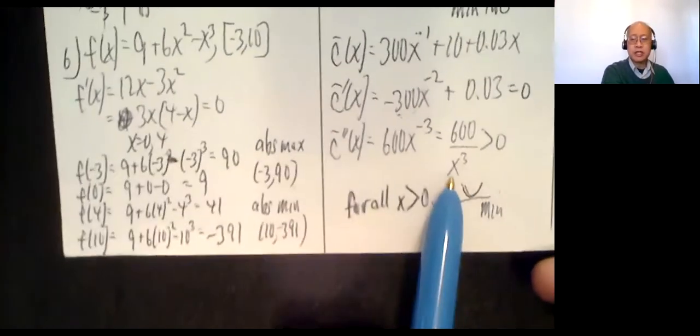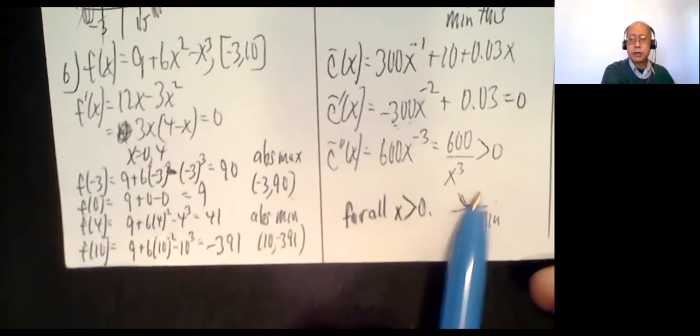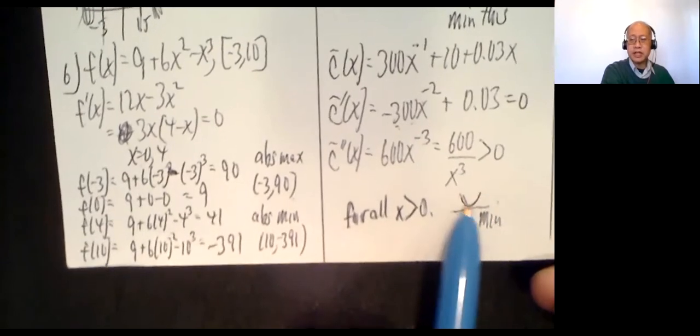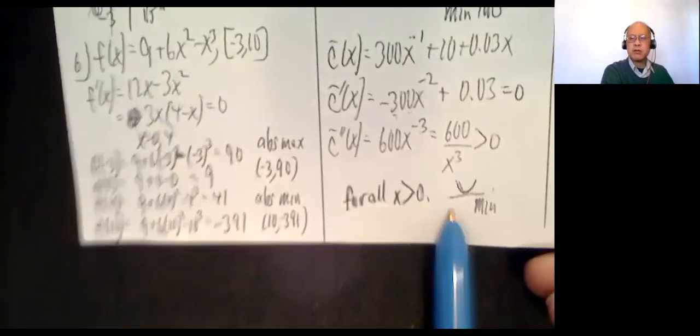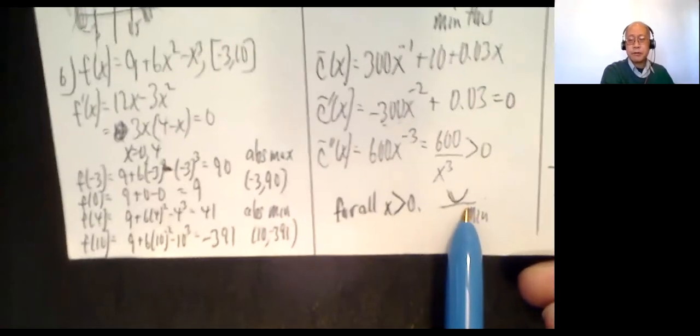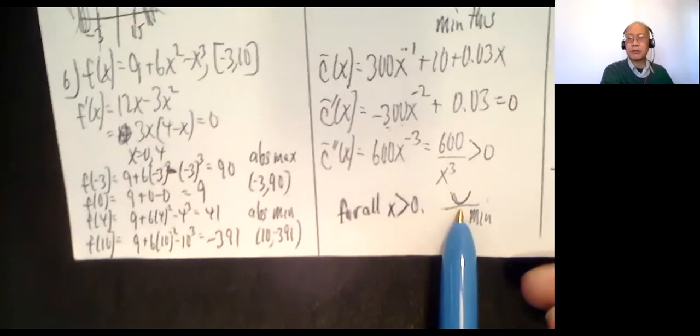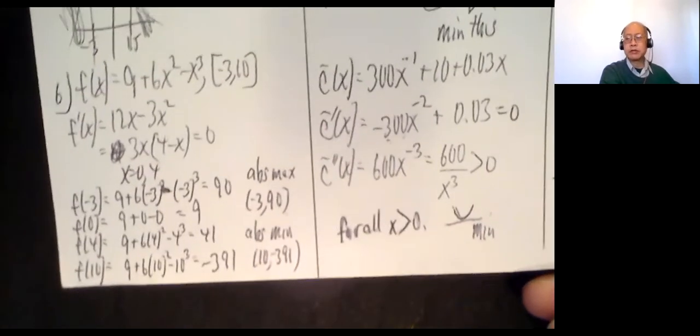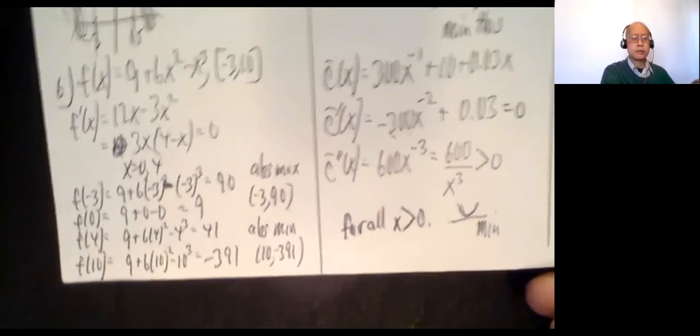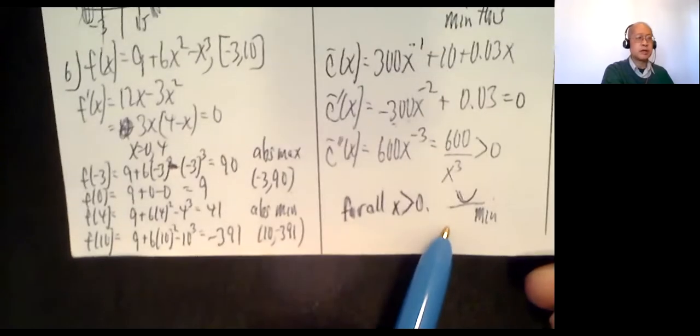Positive second derivative means concave up. So I drew myself a tiny little concave up situation. Whenever the first derivative is 0, I'm going to have a minimum. So that proves that I am going to have a minimum. Was I looking for a minimum? Yes, I was looking for a minimum. I'm going to get a minimum. So I get what I want, essentially.